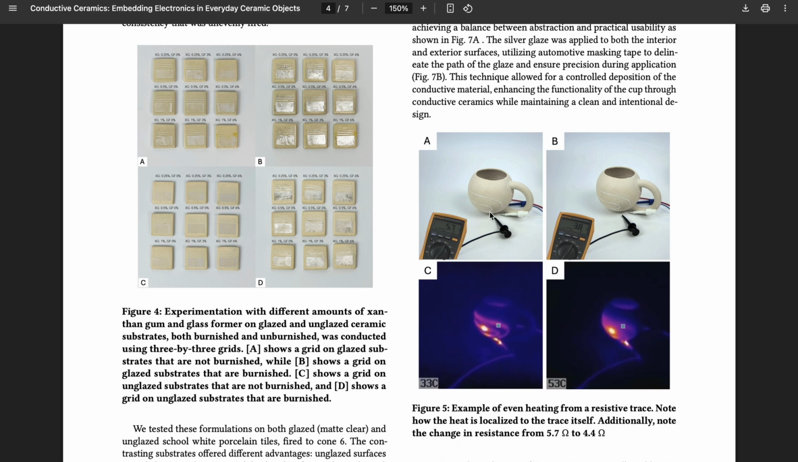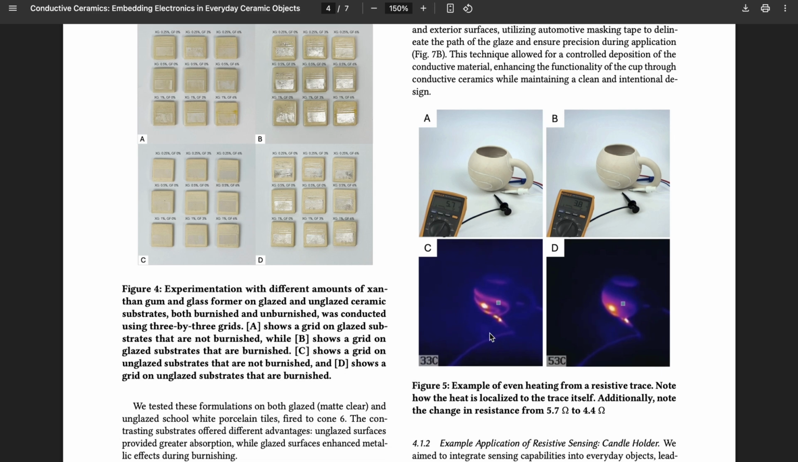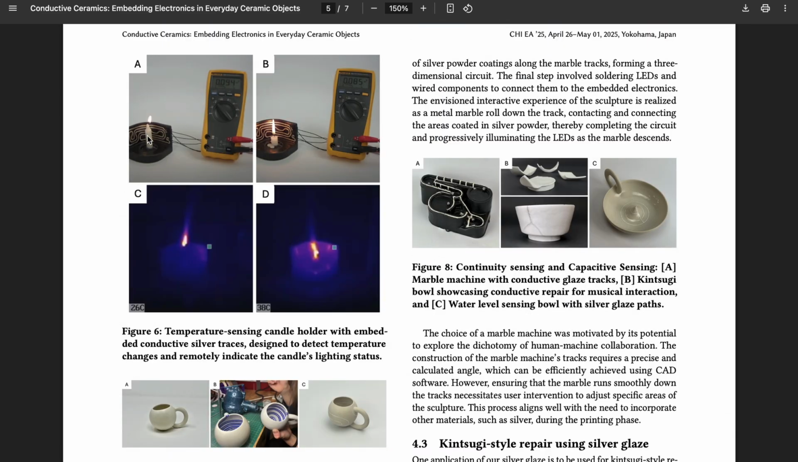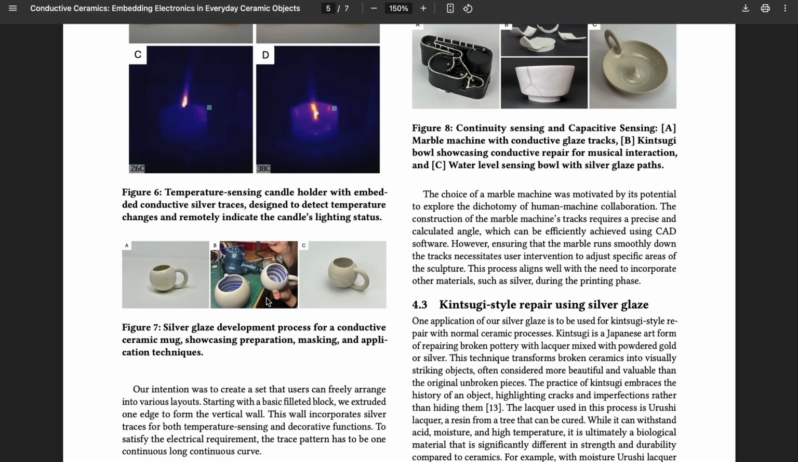So the silver ceramic has resistance to it. And if you apply current to that, it'll heat up. Basically, it's a resistive heater. This is a thermal image showing the conductive glaze getting warm, and potentially you could have a self-heating mug. It's an idea they were playing with. And then they went the other way. So they made a candle holder with, again, a bunch of traces on the outside. And then they measured the resistance, and this wound up being a resistive temperature sensor. They explored a bunch of different techniques.